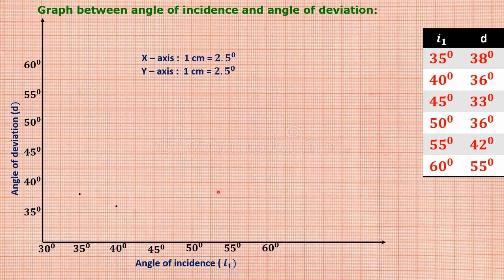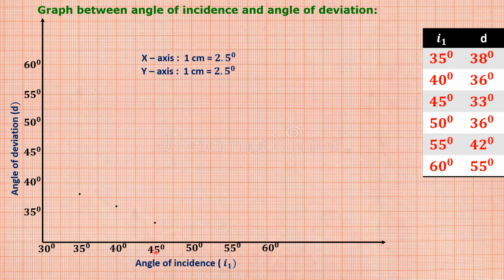That's all. Next, similarly, I1 is 45, D is 33 degrees. Here it is 30. You have to count 3 degrees. For 1 degree we have to count 4 small units. So 3 degrees means how many units we have to count? 3 into 4, 12 units.